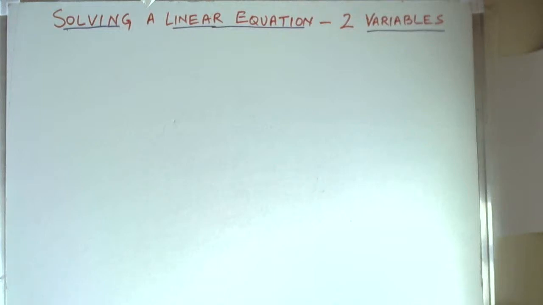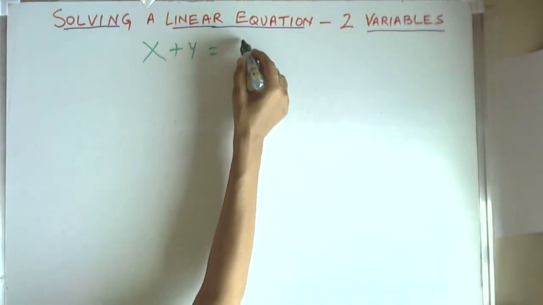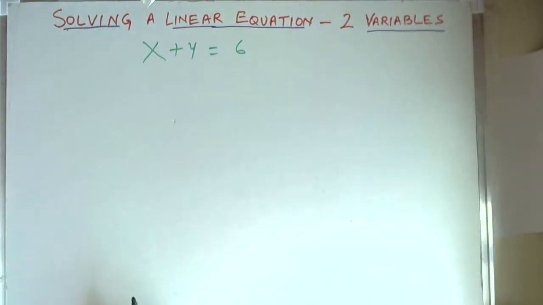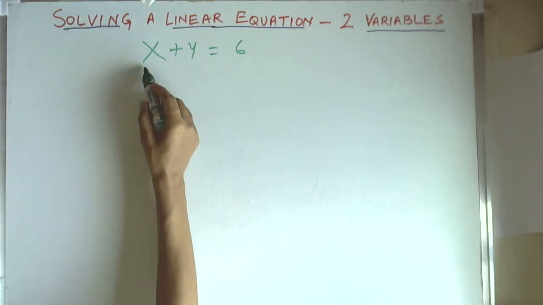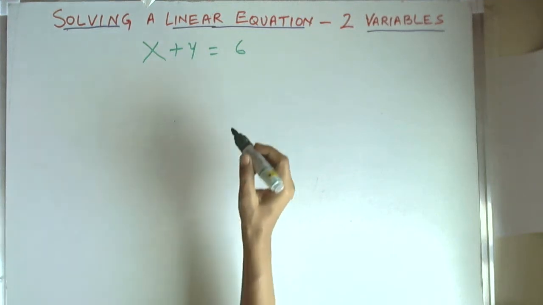In this video, we will learn how to solve a linear equation with two variables. So let us take a simple linear equation, x plus y equal to 6. It is a linear equation because the degree of x and y is 1, and it has a left hand side which is x plus y, and the right hand side polynomial is just 6. It's a constant polynomial on the right hand side.